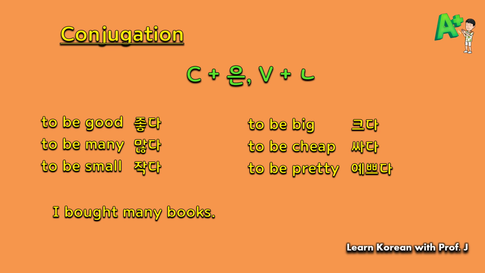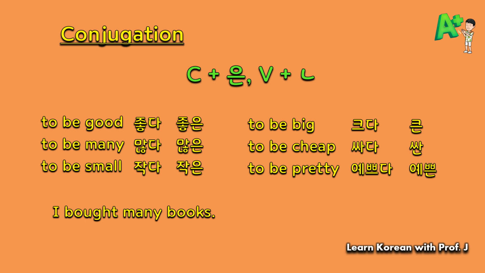Let's go over conjugations. After consonant, 은 has to be followed. After vowel, 니은 has to be followed. To be good, 좋다, will become 좋은. 많다 will become 많은. 작다, 작은. To be big, 크다 becomes 큰. 싸다 becomes 싼. 예쁘다 becomes 예쁜.